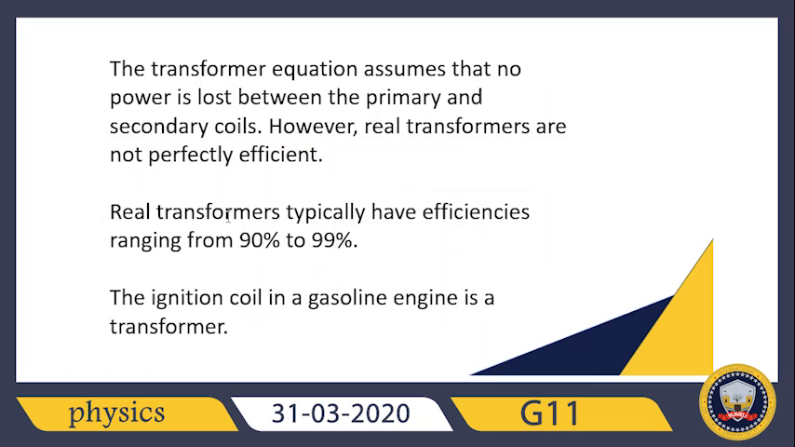Now, real transformers have efficiencies ranging from 90 to 99 percent, but it's impossible to have a transformer with efficiency equal to 100%. Why? The transformer equation assumes that no power is lost, but actually that's impossible because we have some power lost inside the coil, or as heat inside the iron core.